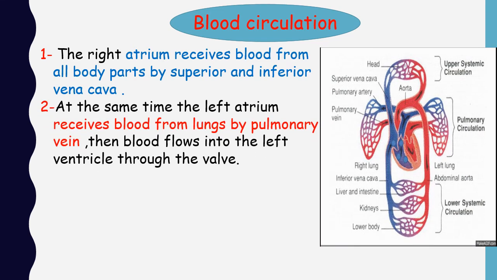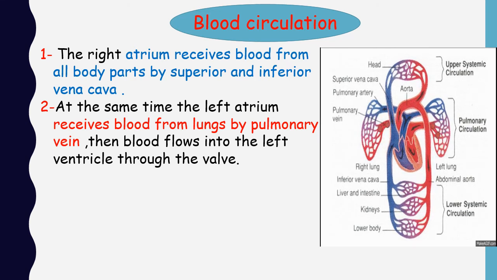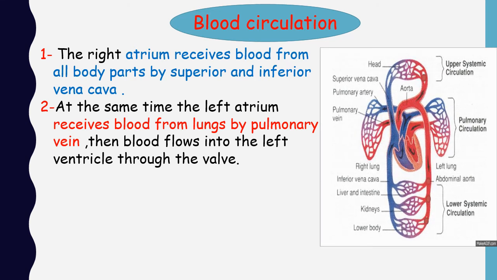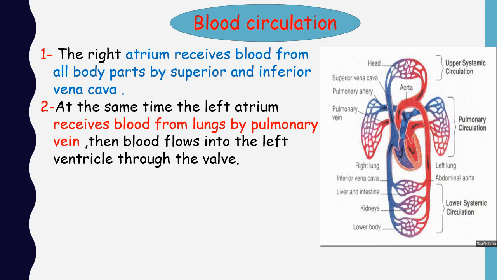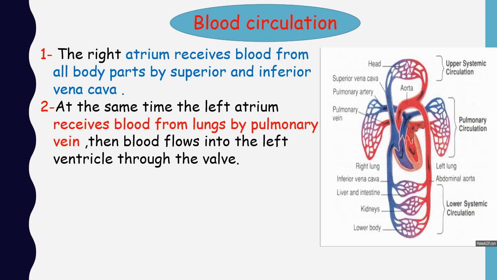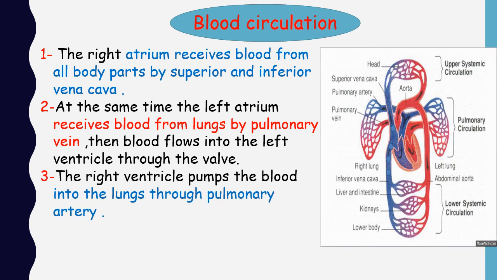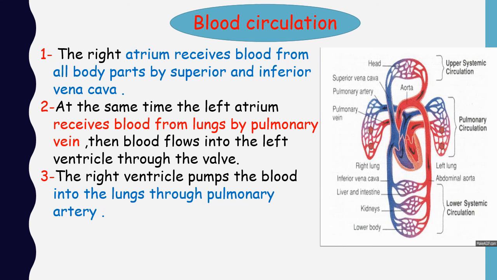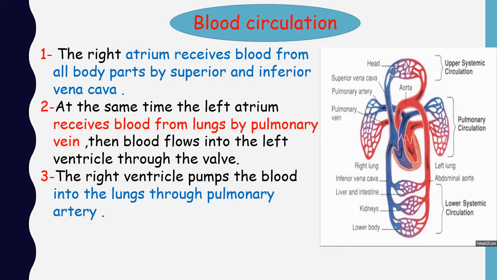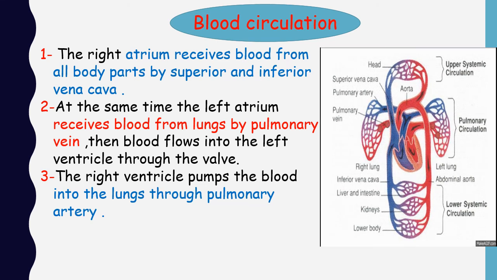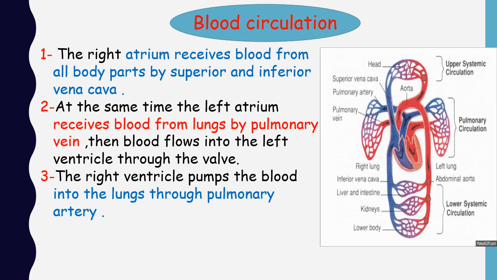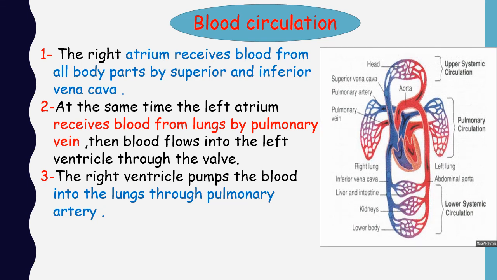Number 2, at the same time, the left atrium, what will happen there? The left atrium also receives blood from the lungs by pulmonary veins. Through veins, which vein? Pulmonary vein. Then blood flows into the left ventricle through the valve on each side. Number 3, the right ventricle pumps the blood into the lungs through an artery. But which artery? The pulmonary artery, because this blood is rich in carbon dioxide and we want to get rid of this carbon dioxide through the lungs.